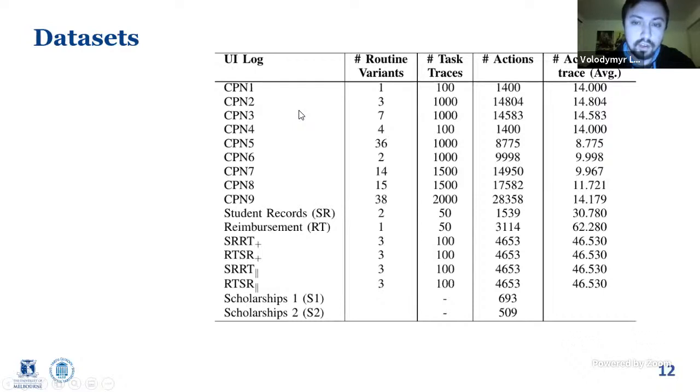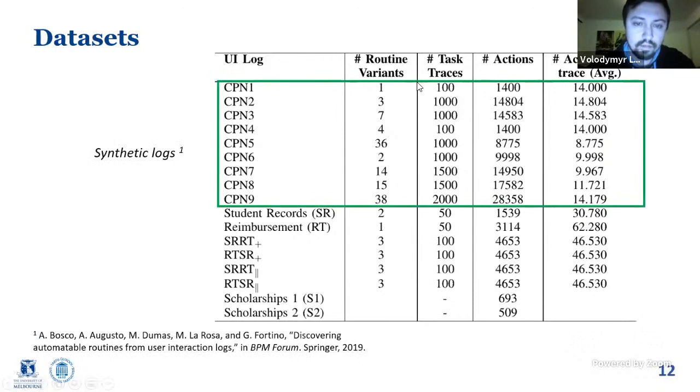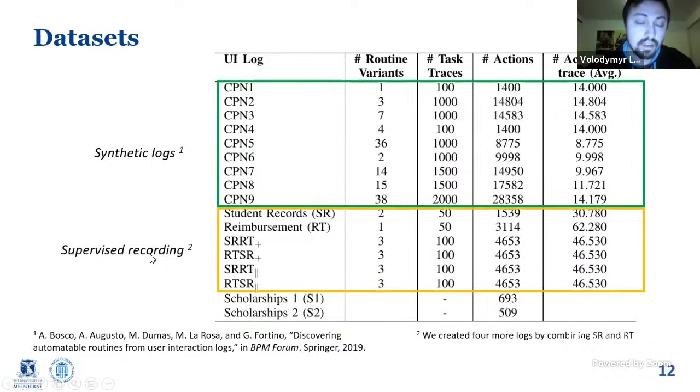In our evaluation, we use a collection of artificial and real life logs of different sizes and complexities. All the logs can be classified into three types: synthetic logs that we used from the previous studies, and the logs recorded in the supervised settings, where the worker has been given the instruction of how to perform the task. We recorded the student records and reimbursement log, and then merged them to test how our technique will perform in the case where the log contains different routines.